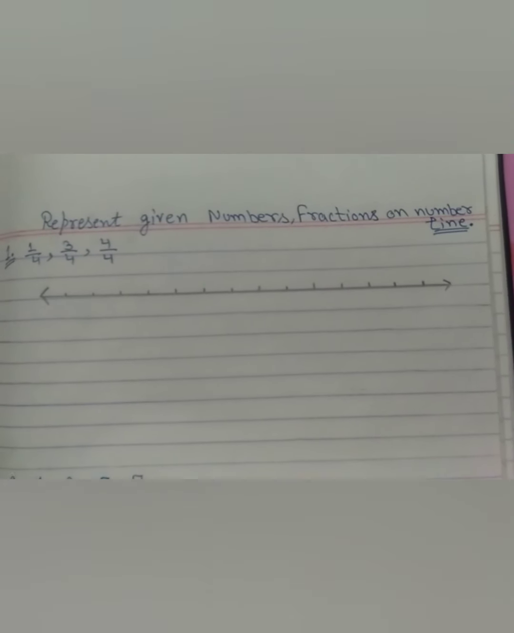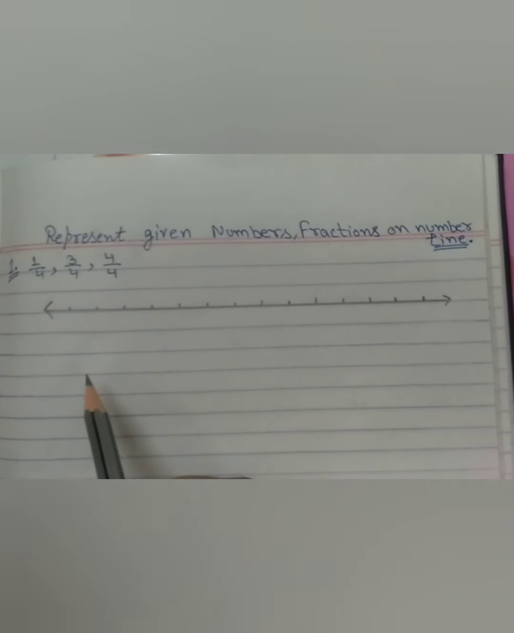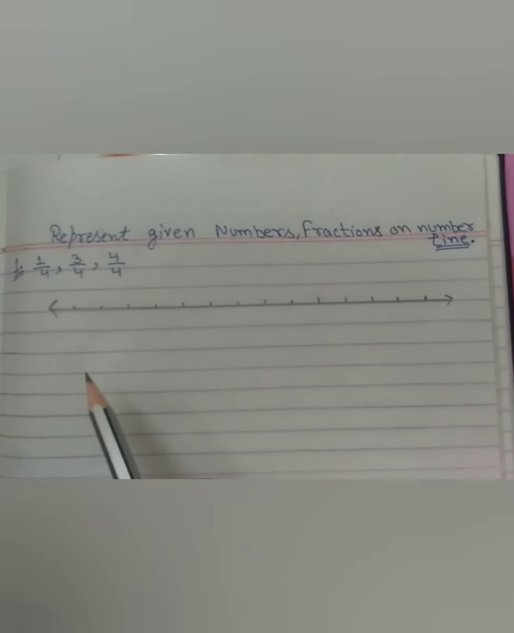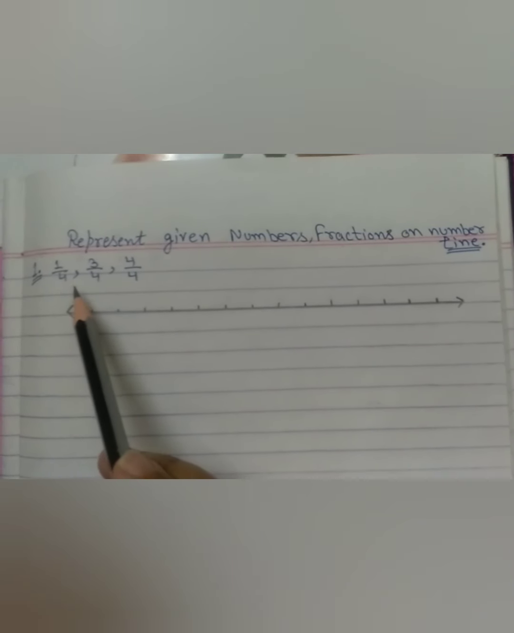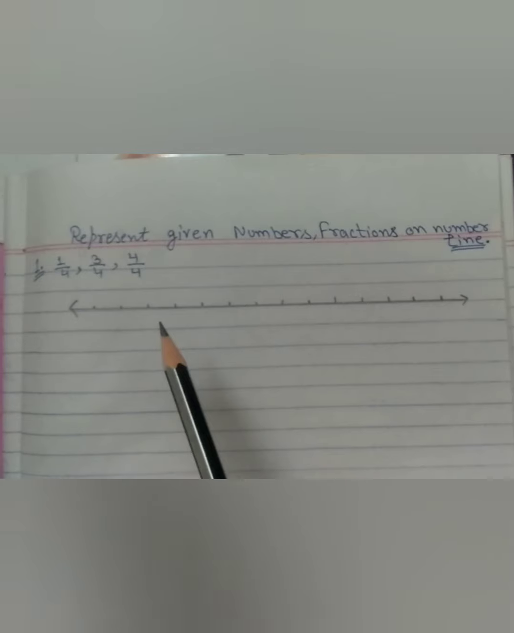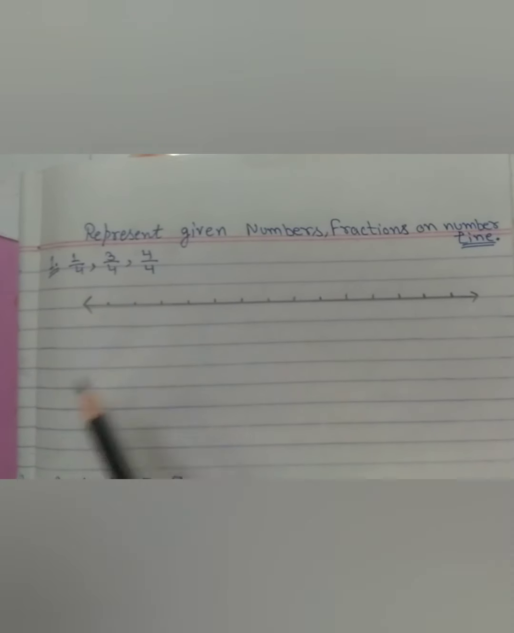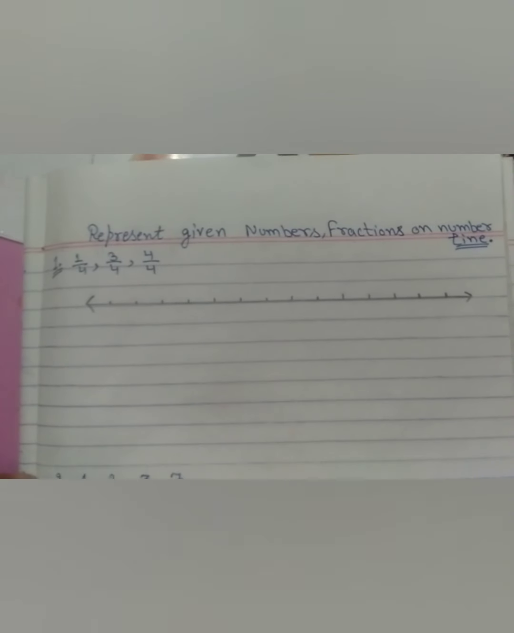Good morning everyone. Today we are going to learn how to represent fractions on the number line, but in an easy way. What you have learned earlier was, if you have to represent 1 by 4, 3 by 4 or 4 by 4 on a number line, you have to mark 0 and 1 and divide it into 4 equal parts. But now we will take the help of a trick.